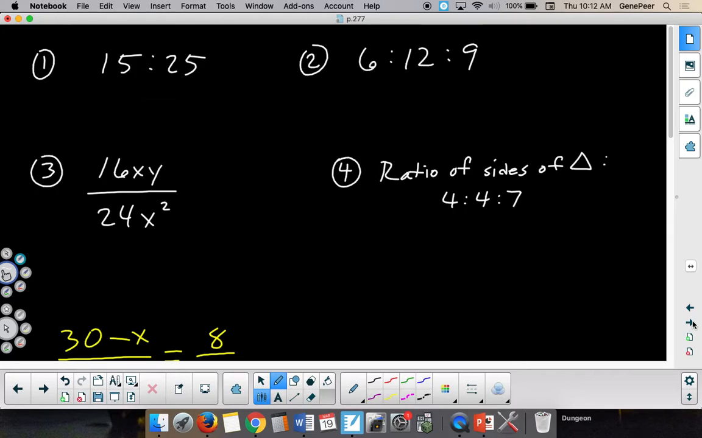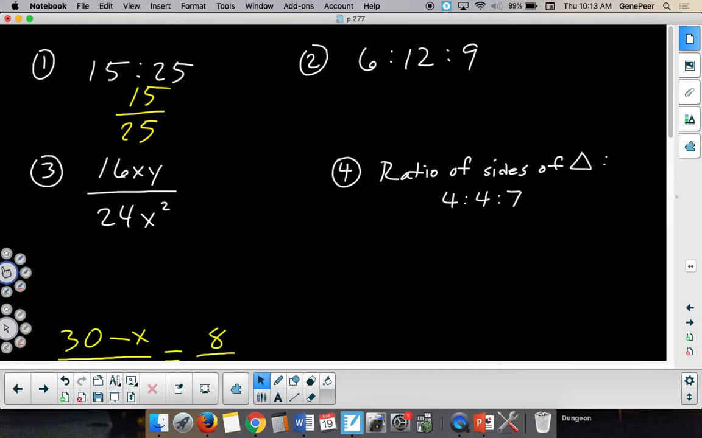starting with number 1 on page 277, 15 to 25. What you see here, it's weird. I'm pointing at the screen as if you could see me. This takes some getting used to. But 15 over 25 means the same thing as 15 to 25. It is a ratio. Whether you write it that way, or whether you write it this way, it's still just a ratio.